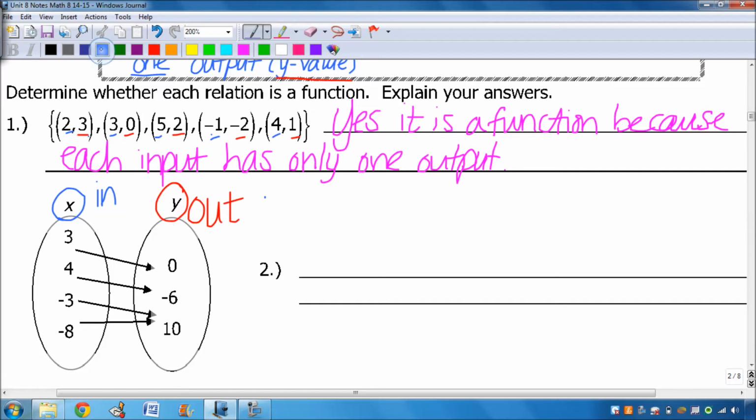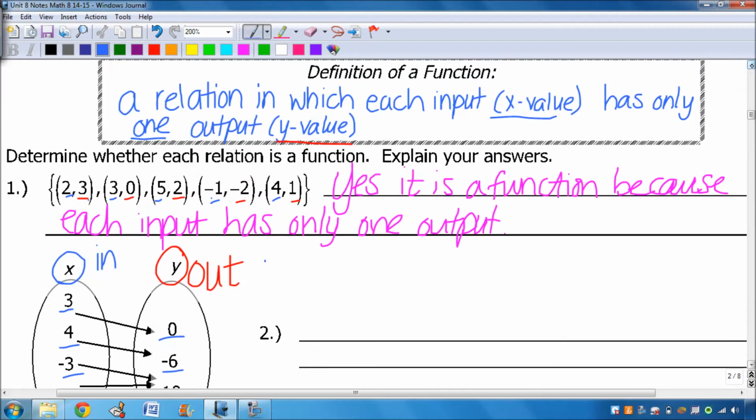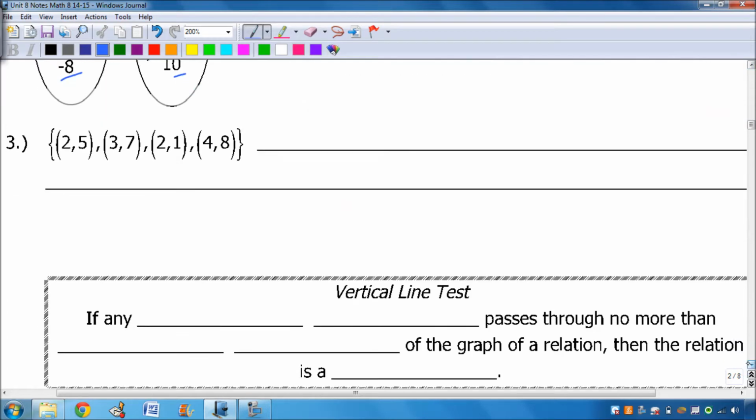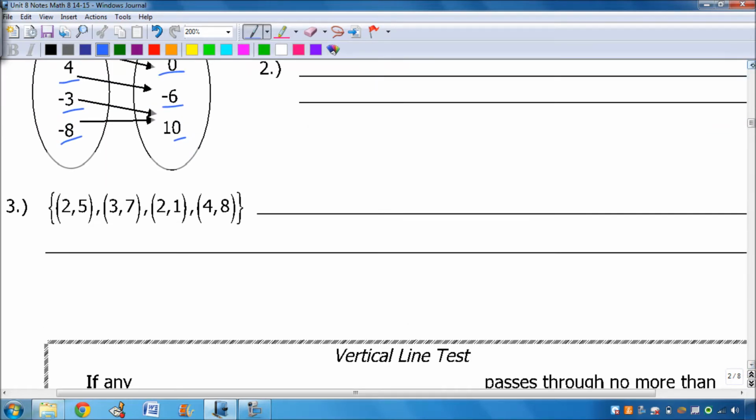So our input of 3 has an output of 0. Our input of 4 has an output of -6. Our input of -3 has an output of 10. And our input of -8 also has an output of 10. Now, let's look back at our definition carefully. It says it's a relation in which each input or each x value has only one output or one y value.